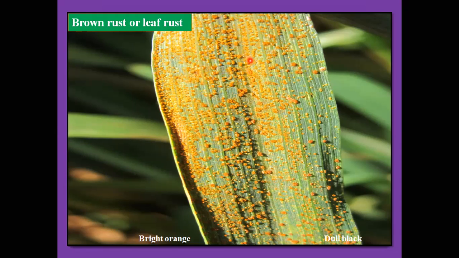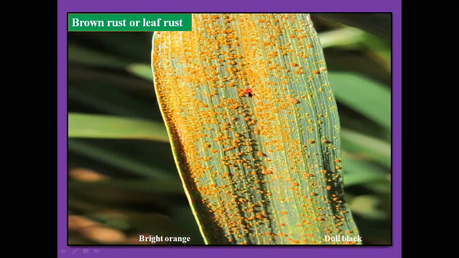Okay, in this case, initially small circular to oval orange spots are seen on the upper side of the leaf in infected wheat plants. These spots develop into an orange color, meaning orange-colored pustules are seen on the infected upper side of the wheat leaf.